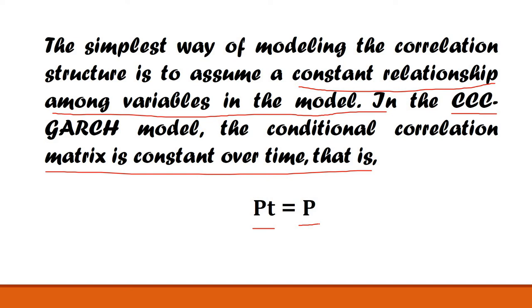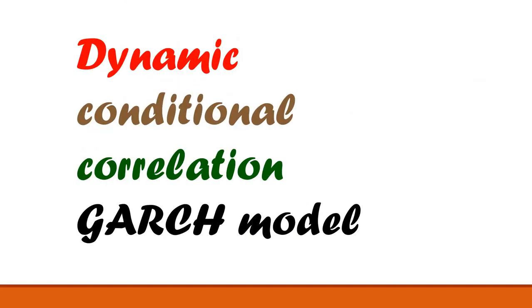But do you think that if the conditional correlations are constant over time, it may seem too restrictive in practice? To overcome this limitation of constant conditional correlation, the dynamic conditional correlation, that is the DCC-Garch model, was propounded. Now let's see what we mean by dynamic conditional correlation. Let's first of all talk about this word correlation. We have already discussed in the previous video what we mean by the Garch model.